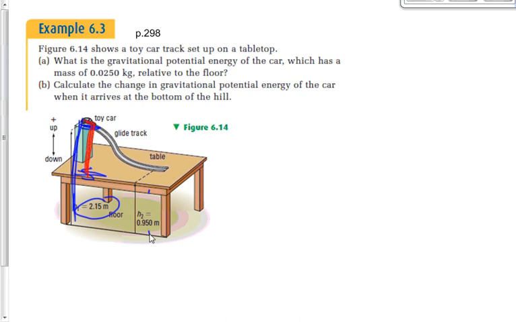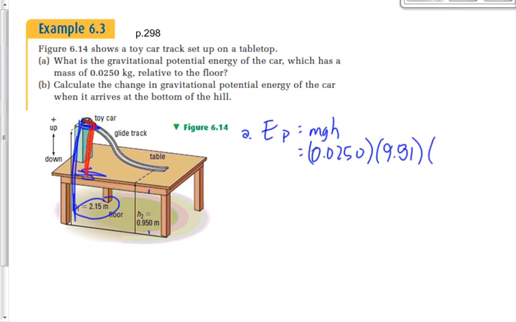Let's say EP, for question A, is equal to mgh. The mass, of course, is 0.0250, regardless of what you're trying to find the potential energy relative to. g is also 9.81, regardless of where your reference point is. But the height is what you've got to be careful of. The height here is 2.15 meters above the floor. Don't use the height above the table. Don't use the height of the table. Use the height from the top to the floor.